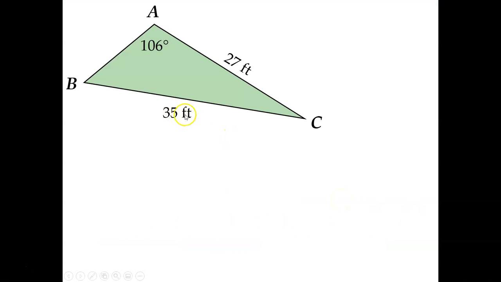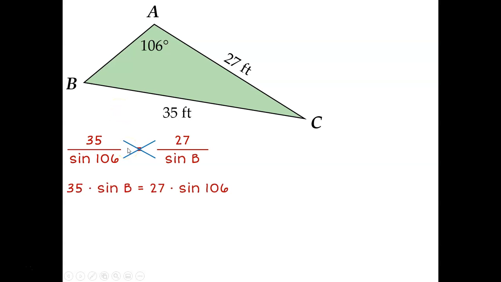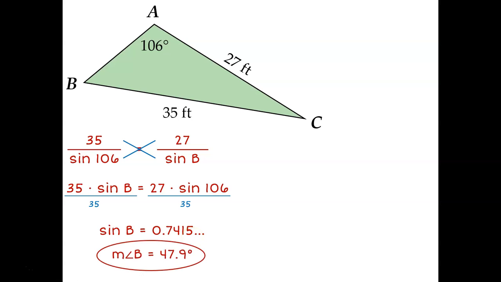The first ratio that I'll set up is the side length that I know over the sine of the angle measure that I know, so 35 over sine of 106. And then I'll set that equal to the other side length that I know over the sine of the angle that I don't know, so 27 over sine of b. Cross multiply and solve. The value for the sine of b is less than 1, so it looks like we do have a triangle to solve for. The measure of angle b is 47.9 degrees.